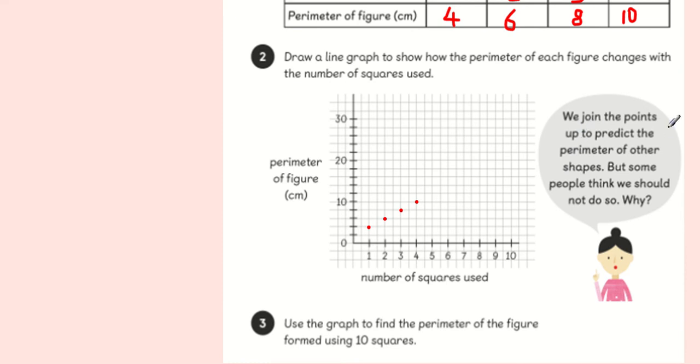We join the points up to predict the perimeter of other shapes. But some people think we should not do so. Why? Well, usually with the line graph we can join up our points, but we can go even further. Using a ruler, we can go even further than this and join our line on. Mine will be a bit wonky because I can't use a ruler here. But here we go. Have a think. Why do some people think that we shouldn't do this?